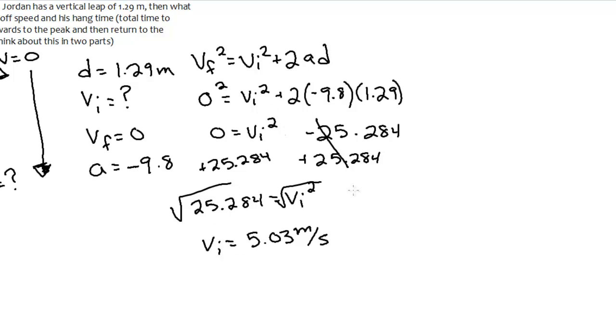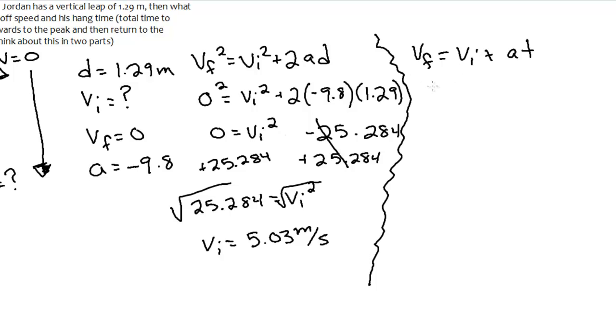So now that I have an initial velocity, I can use one of my equations that deals with time. So in part 2, I'm going to use my VF equals VI plus AT. Maybe I'll put a border right here. So my final velocity, that's going to be the 0, right? Because that's his velocity at his peak of his jump, which is always 0. His initial velocity was 5.03 meters per second, right? And that's plus, now this is a negative 9.8 still, times t.